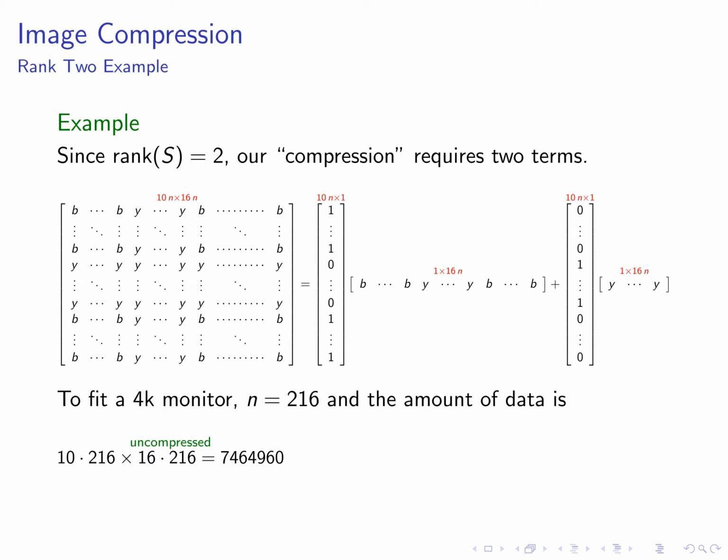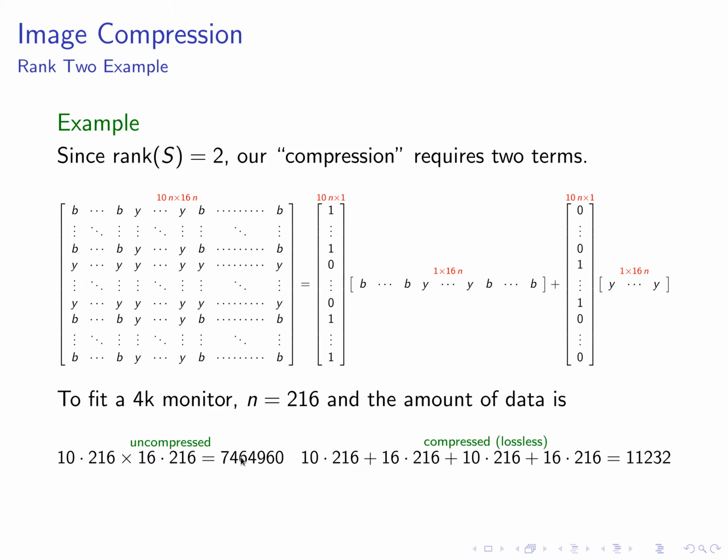Well, how does the compression work here? To fit a 4K monitor, it turns out we can set n equal to 216, and then we can count the amount of data needed to fit the image on a monitor. Uncompressed, we're replacing n with 216 and multiplying. So here we're doing 10 times 216 multiplied by 16 times 216, which is roughly 7.46 million pixels.